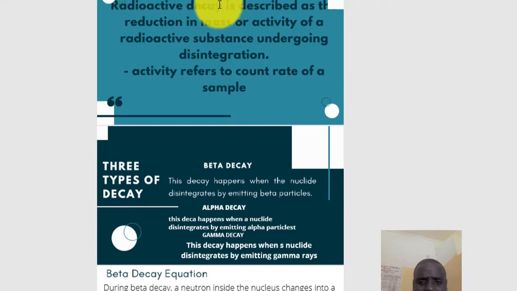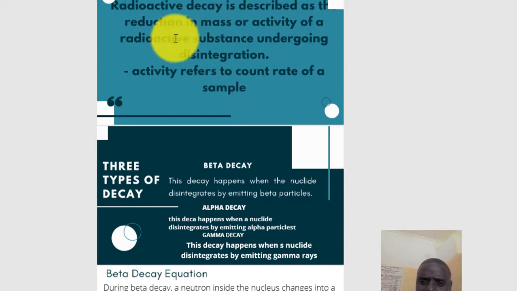Okay, so radioactive decay is described as the reduction in mass or activity of a radioactive substance undergoing disintegration. Remember, in our previous lesson we said radioactivity is the spontaneous disintegration of the nucleus of an atom. So when this disintegration is happening, the mass of a radioactive substance does not remain the same. It keeps on reducing because some particles are being emitted from that radioactive substance.